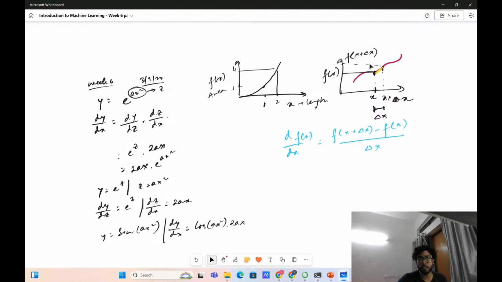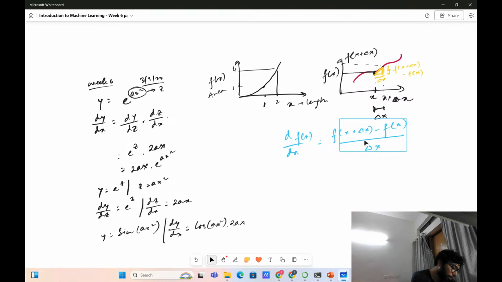So if you see how to calculate the slope of a line, the slope of a line is basically the difference in the y axis divided by the difference in the x axis. So in this case, tan theta is basically the slope, right? So this length is f of x plus delta x minus f of x, and this length is delta x, right? So it is just tan theta. Theta is this angle. Tan theta is perpendicular, that is the numerator, divided by base, that is the denominator, delta x. So this is d/dx of f(x).